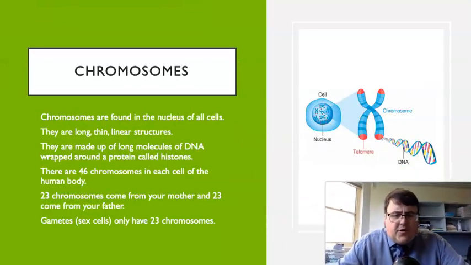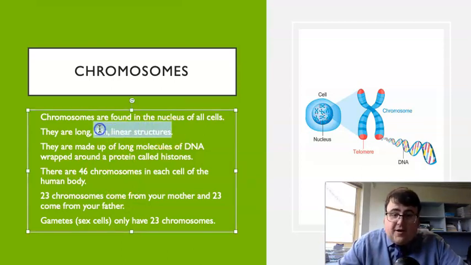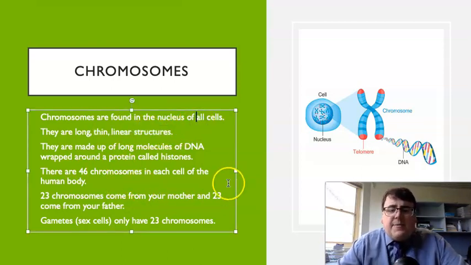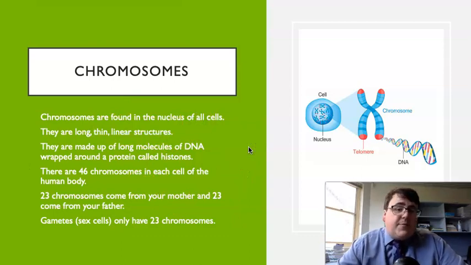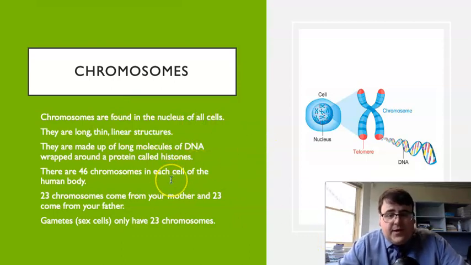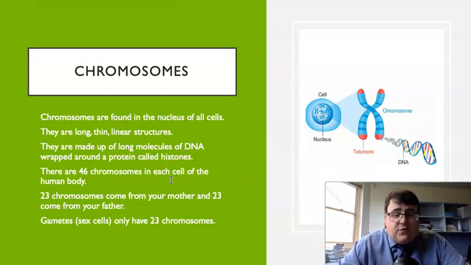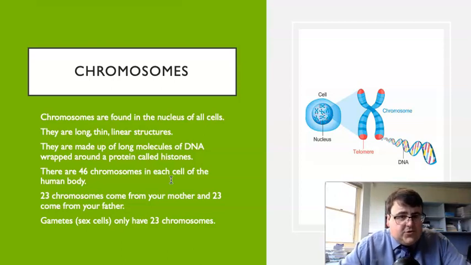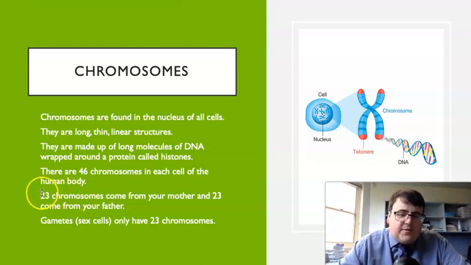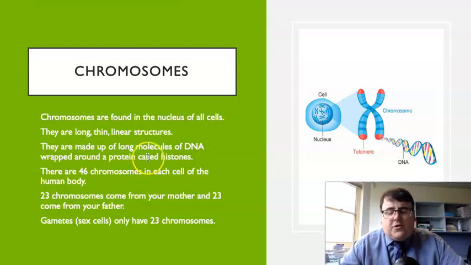Chromosomes. Chromosomes are found in the nucleus of all cells. They're very long, thin, linear structures in eukaryotic cells. They're made up of long molecules of DNA that are wrapped around a protein called histones. In the human body, there are roughly 46 chromosomes in each of our cells, and that's 23 pairs. You get one set of chromosomes from mum and one set from dad, which makes 2 lots of each chromosome. So for example, for chromosome 1, you've got a copy from mum and a copy from dad, and you get 23 chromosomes from each parent.